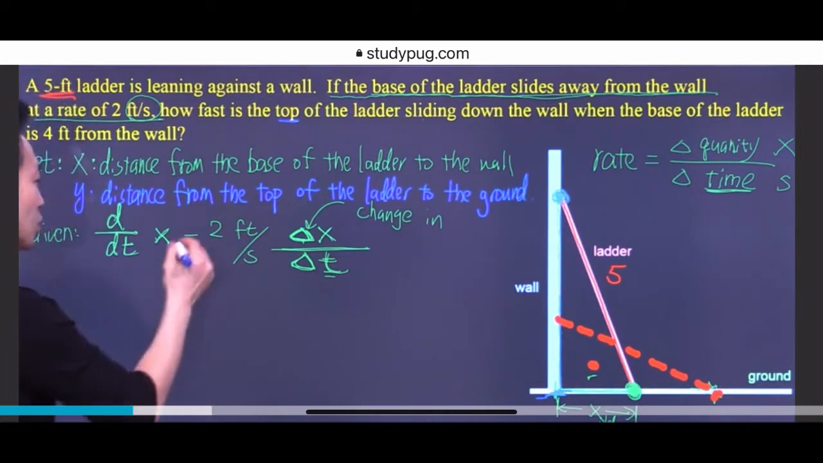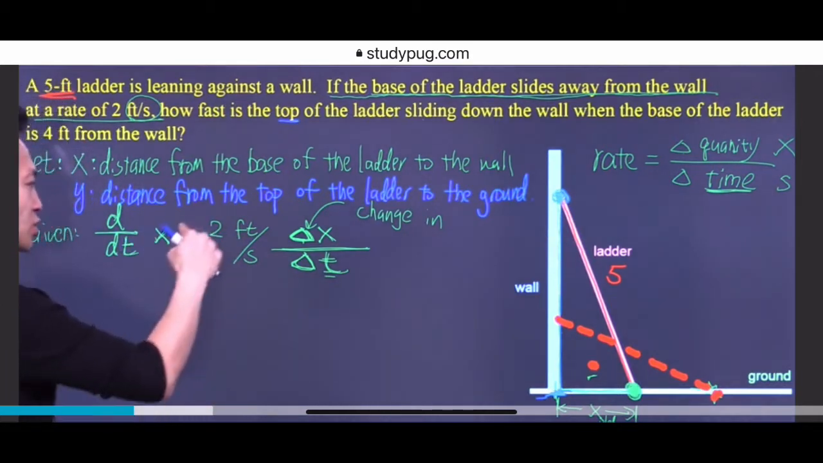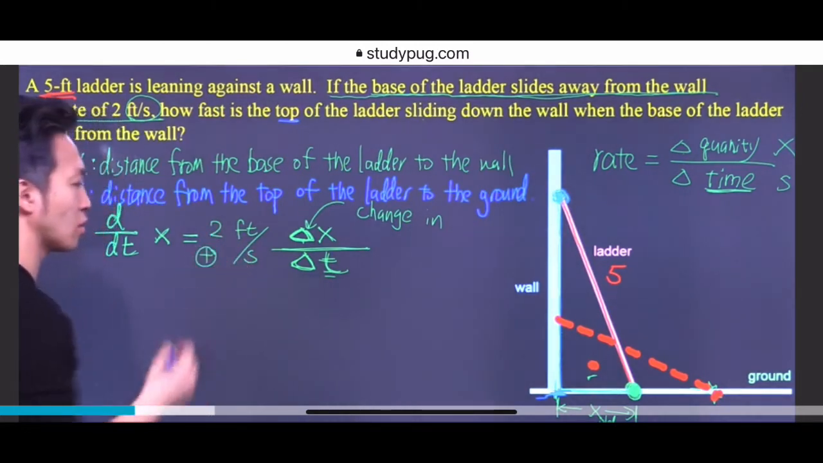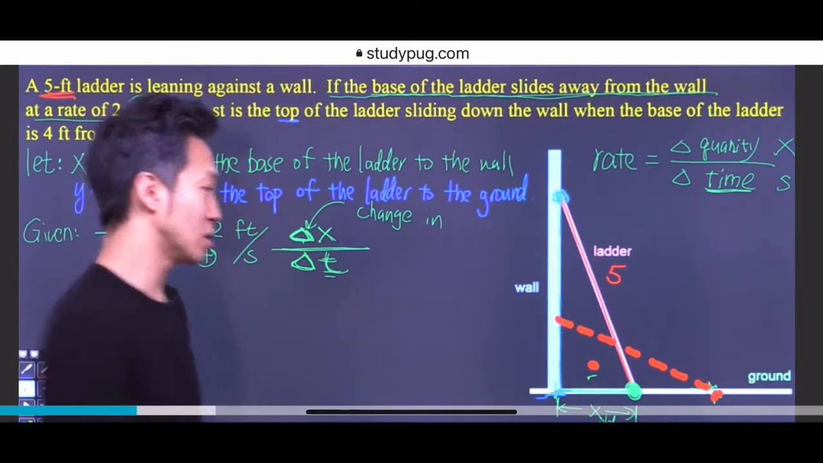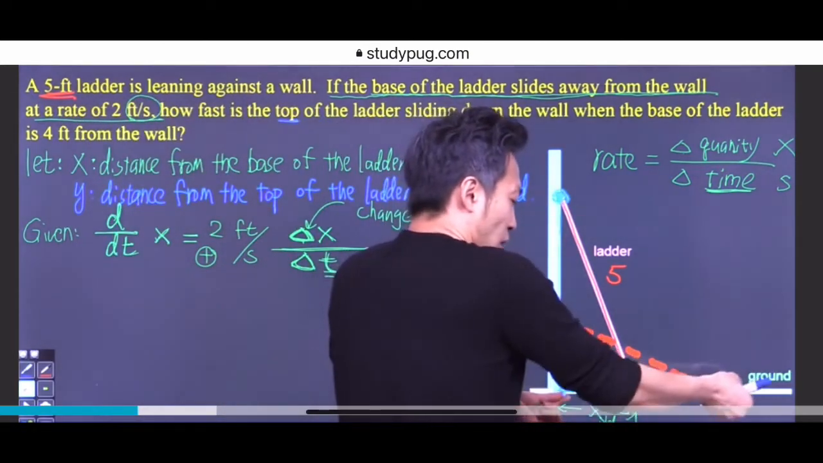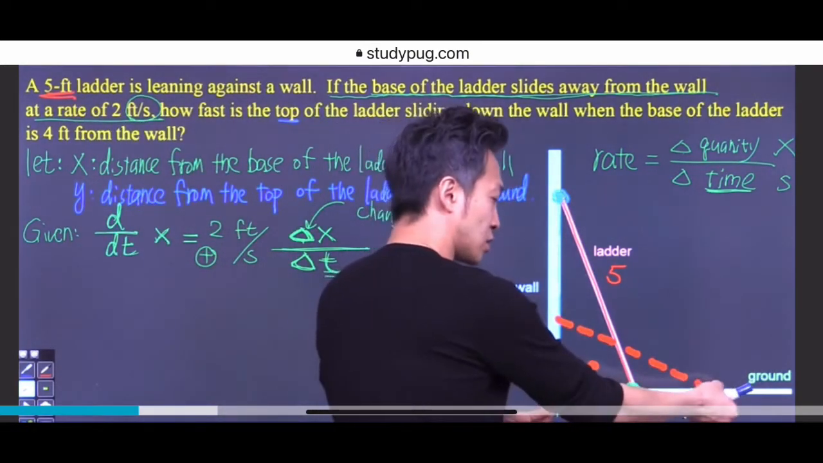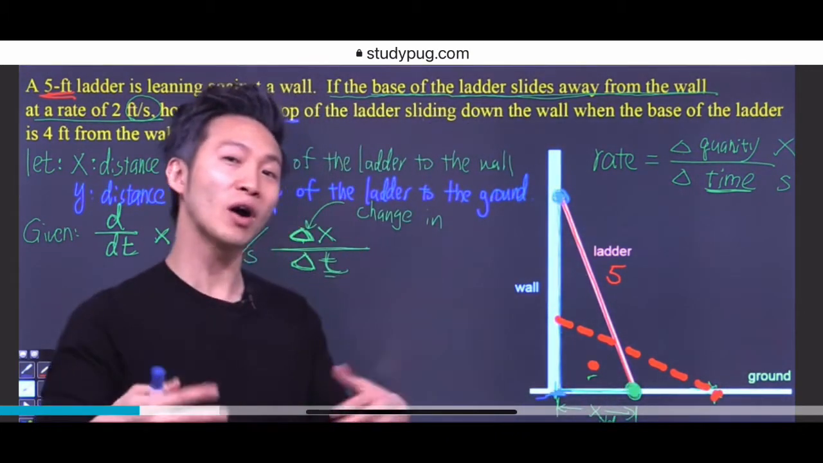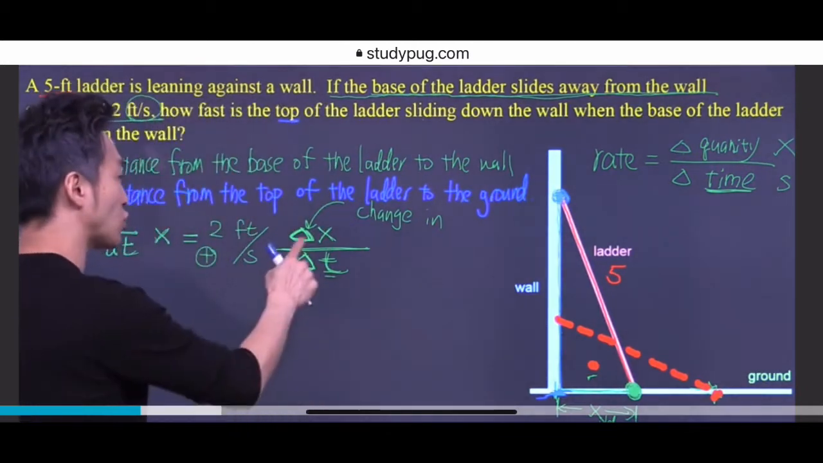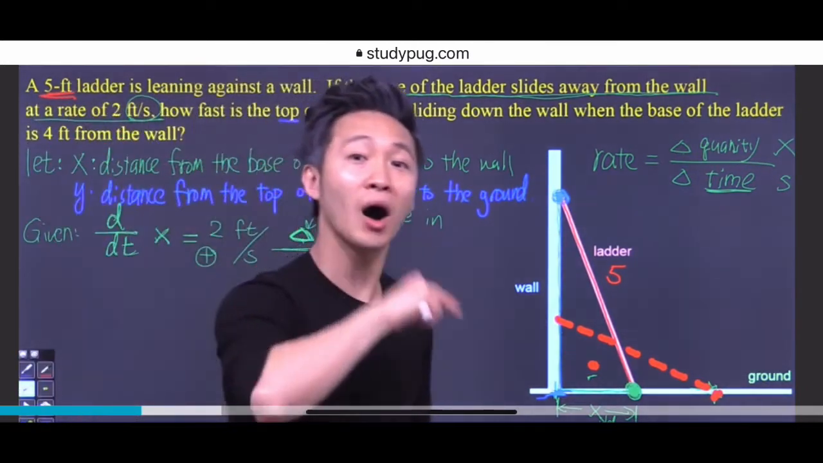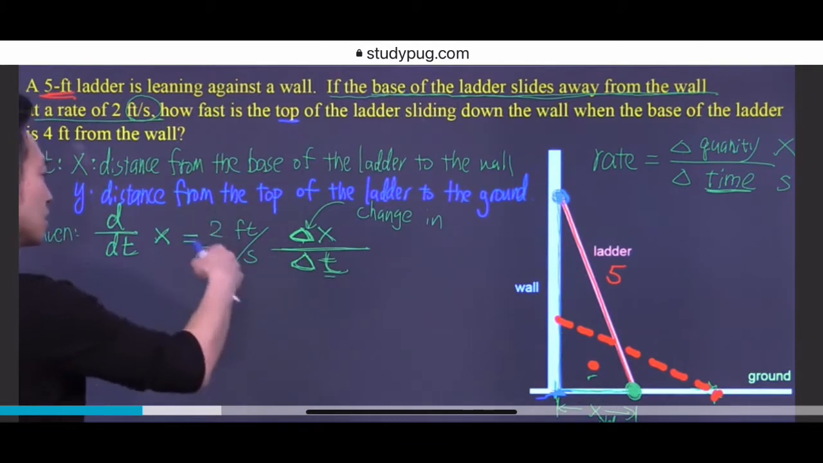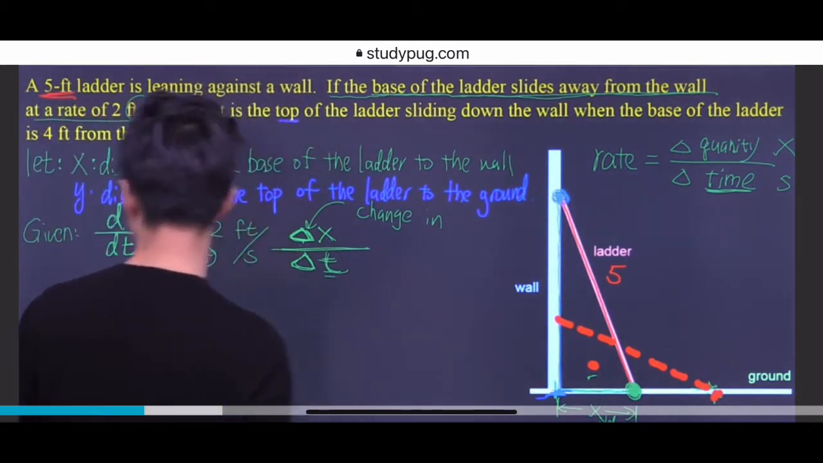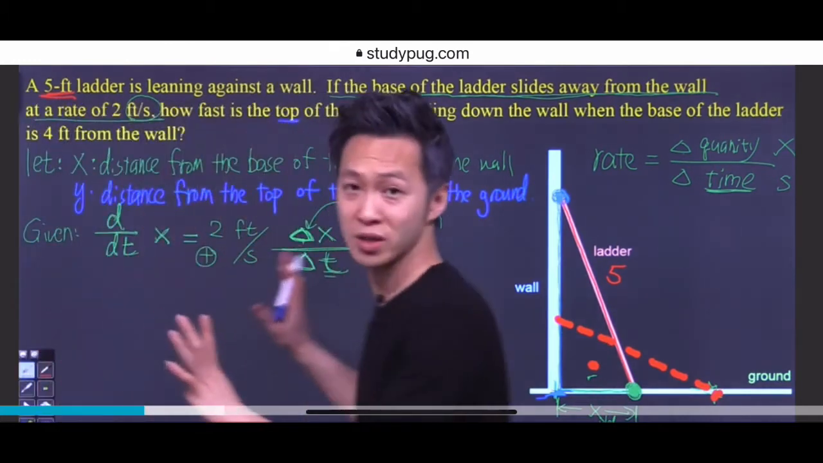And we should consider this unit as positive. Why? Because let me ask you, as the base slides away, is x increasing or decreasing? X is increasing, right? So if the quantity is increasing, that means the change in quantity must be positive, right? So we should expect this to be positive. Good. Now we're done with the second step.